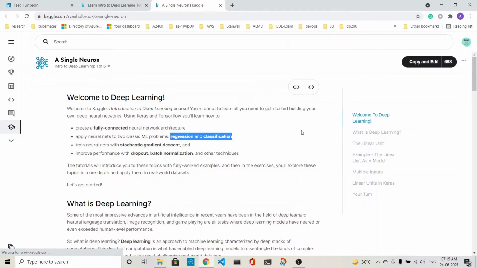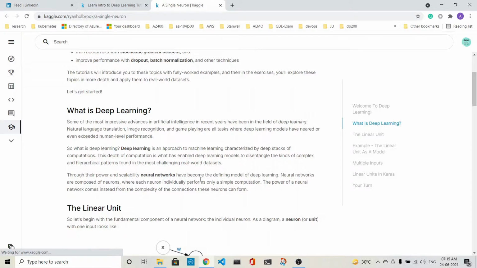Before we go deeper into deep learning, we'll give a very formal definition of it. So what is deep learning? Deep learning is an approach to machine learning characterized by deep stacks of computations. This depth of computation is what has enabled deep learning models to disentangle the kinds of complex and hierarchical patterns found in the most challenging real-world datasets. Let's accept the fact that the real world is highly complex and there is not a very simple pattern in it. It is an ensemble of many patterns. That's why deep learning is quite effective.